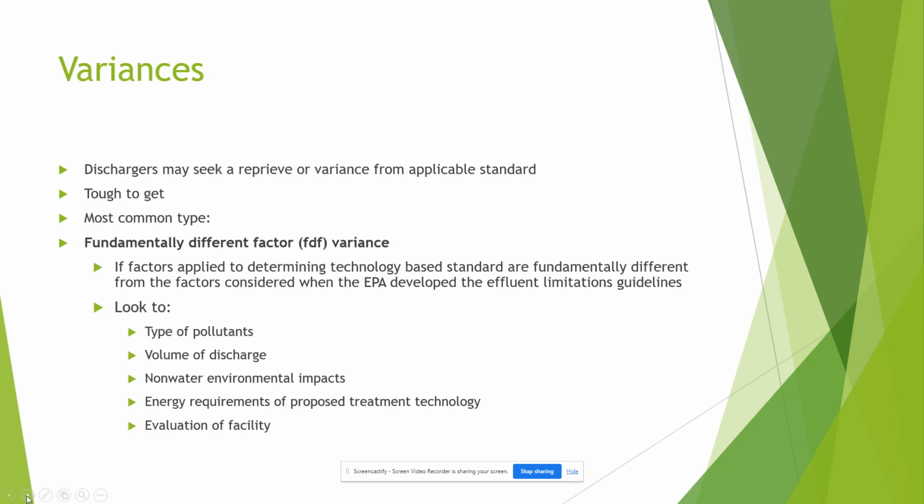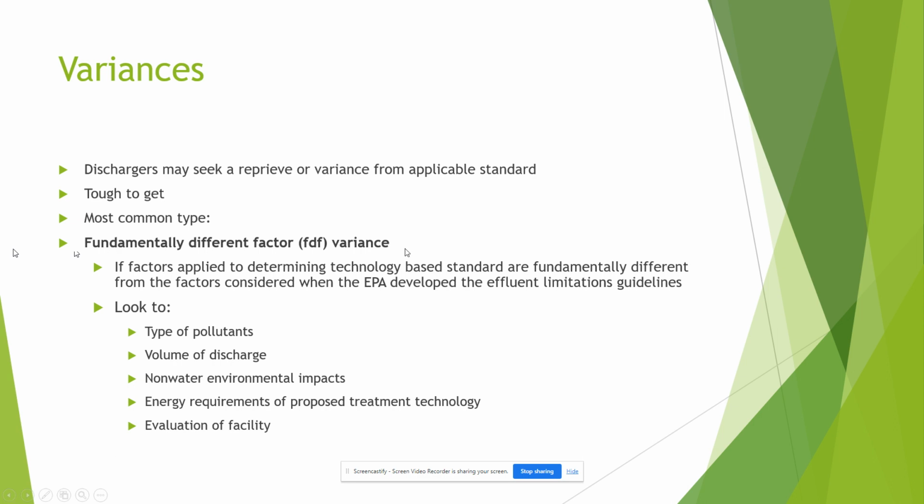So a variance. You're told that you in this category are subject to this technology standard, which you think is too high, and you might seek a variance. Just like when we were talking about zoning, right? Zoning, we want it different for me. I'm special. They are tough to get, but when you do get a variance, the most common type, though a very rare one, is called the fundamentally different factor variance.